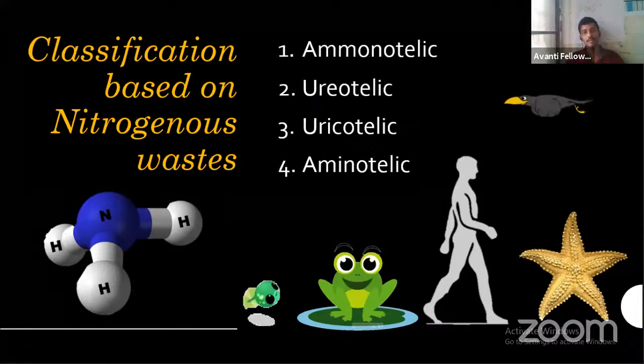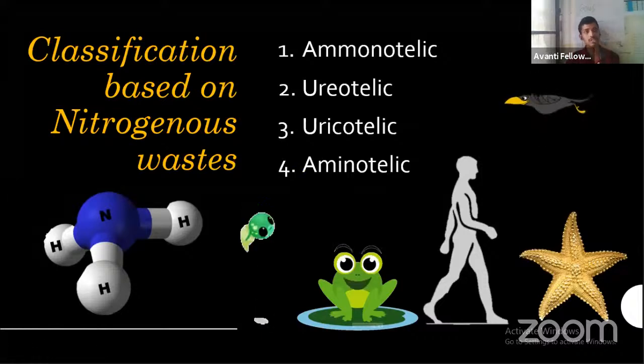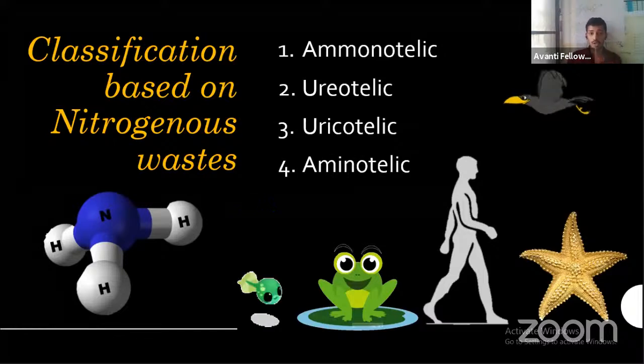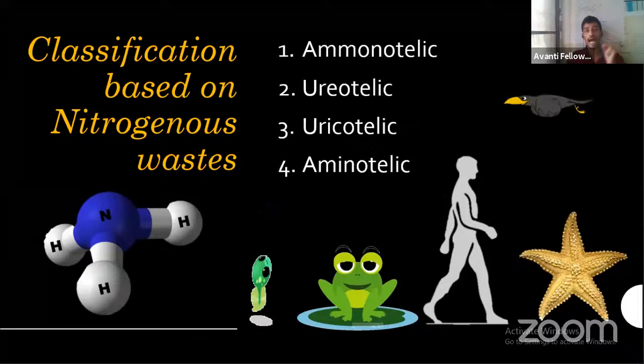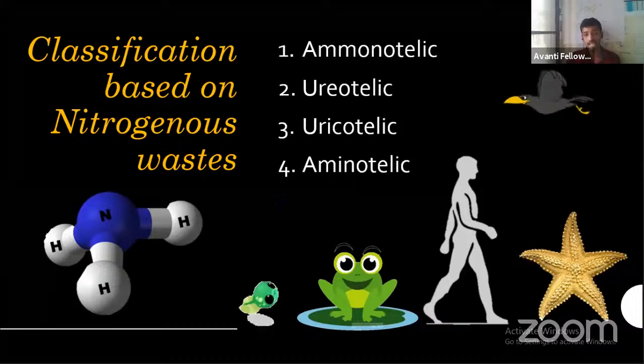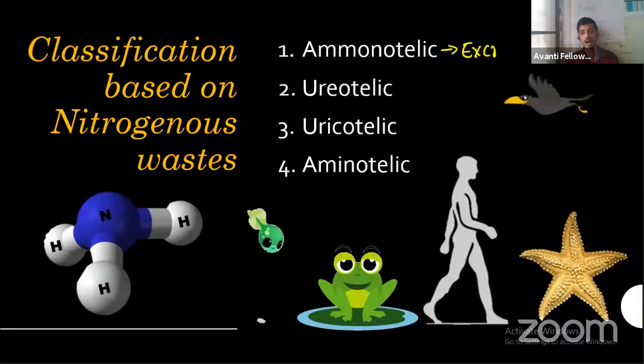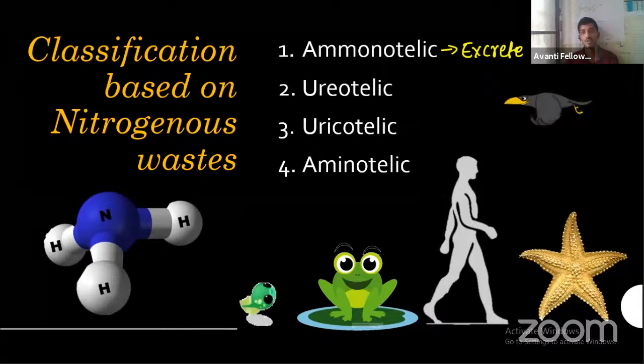We classify the animals based on what kind of nitrogenous waste is going out. Nitrogen is very important for our body, but when it's eliminated, it's highly toxic to our body. Remember, nitrogenous byproducts are highly toxic. So organisms have come up with several ways to eliminate it. The first one is ammonotelic. That means these will excrete ammonia.